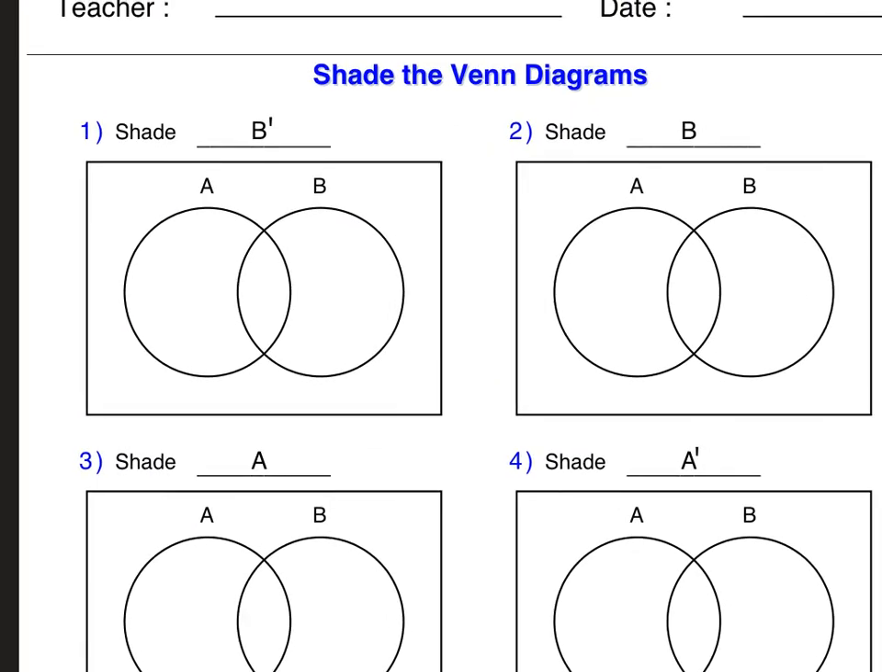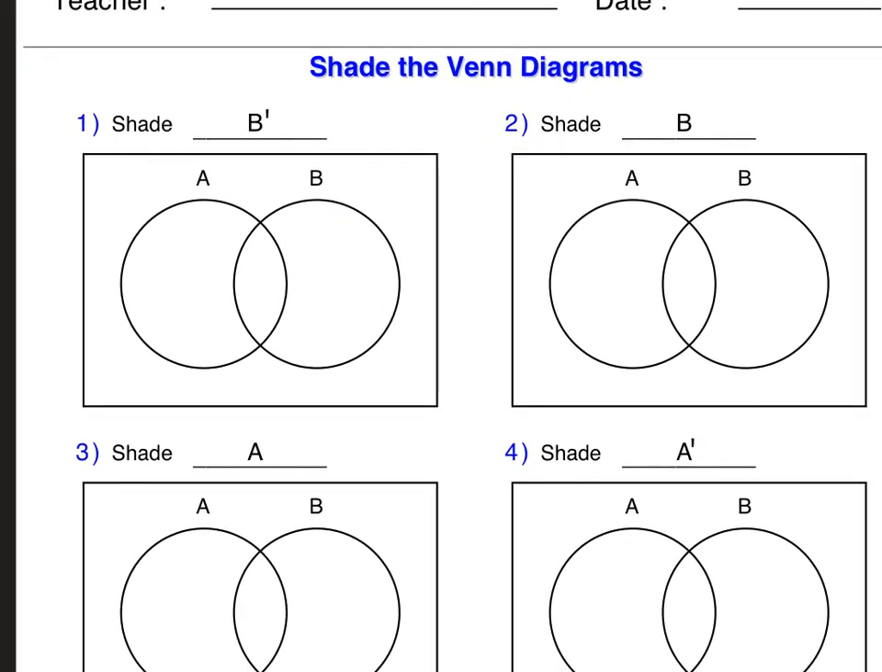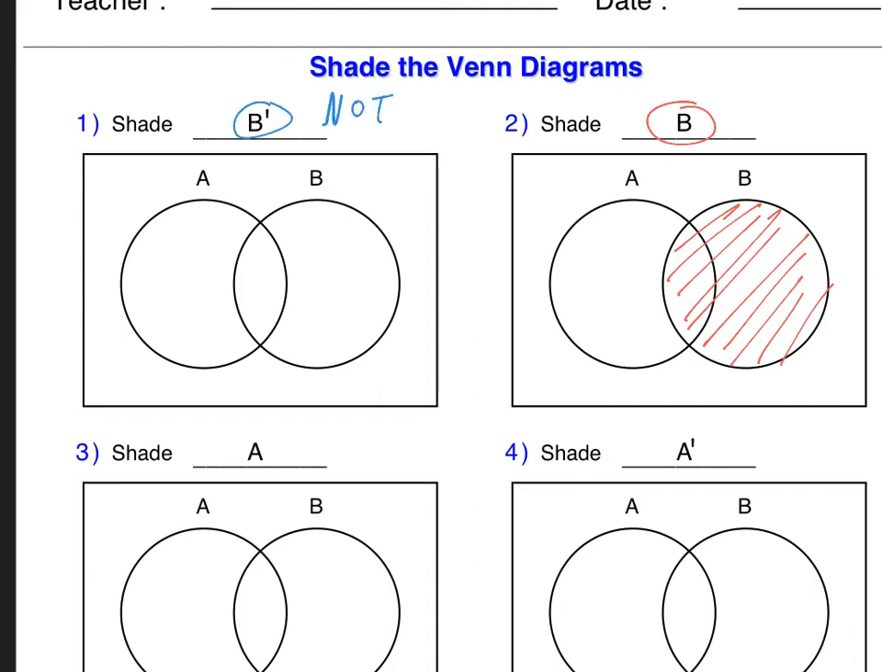Okay, so let's just start with some of the more basic types. Let's look at number 1 and number 2. If I was to shade set B, I would just identify set B in my Venn diagram and shade that in its entirety. Now, looking at number 1, this is not B, or the complement of B. So we're going to look at that diagram on the right. I've shaded B for question number 2.